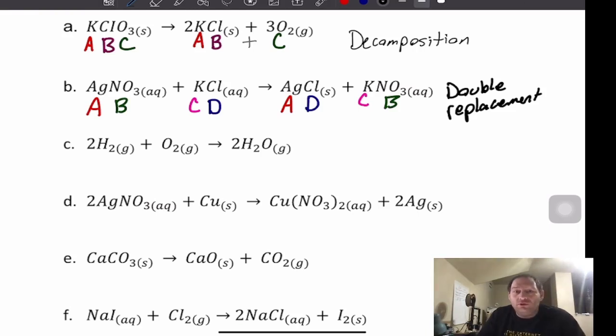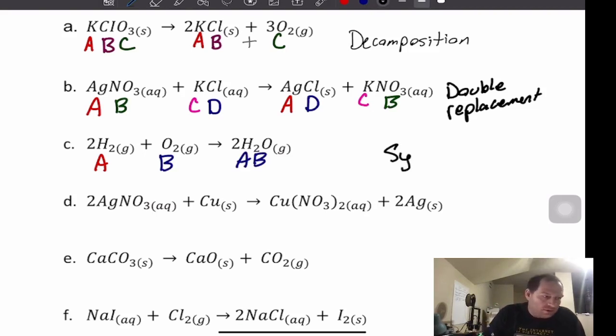Okay. Let's do one more and the rest is on your own practice. All right, we have hydrogen and oxygen combining to make H2O. So hydrogen will be my A, oxygen will be a B, and they come together and make AB. So two separate things coming together. This will be a synthesis.